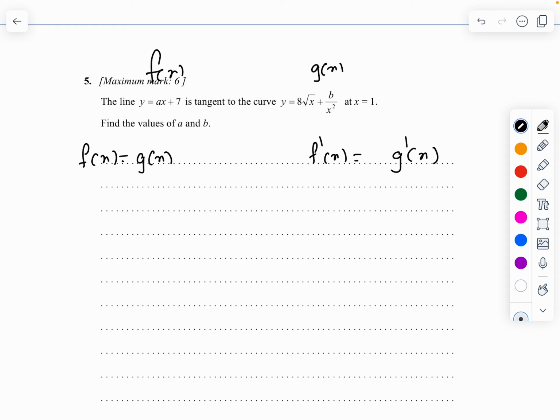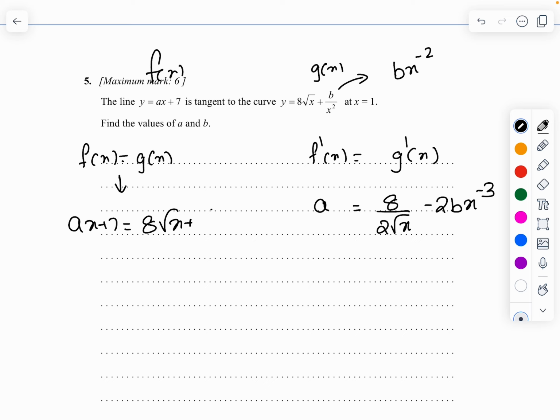Then f prime x, the derivative, is a, and over here it should equal the derivative of this one. So what does that become? 8 root x derivative is 1 upon 2 root x. Then this one was bx to the power of negative 2, derivative is minus bx to the power of minus 3. f of x equals g of x, so ax plus 7 should equal 8 root x plus bx to the power of negative 2. These are the conditions I got.